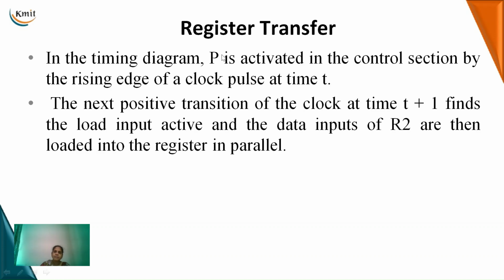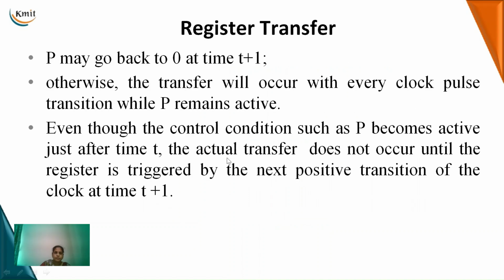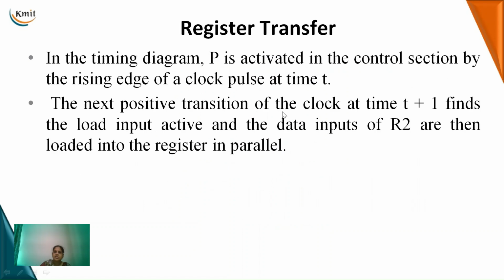So if you see the timing diagram, P is activated in the control section by the rising edge of the clock pulse at the time t. So at time t, P will be active. This we call a rising edge. The upward clock pulse is a rising edge. The next positive transition of the clock at t plus 1 finds the load input active. So it takes one clock cycle to make the load input active. Only at t plus 1, the load input will be active, and the actual data transfer takes place from R1 to R2.